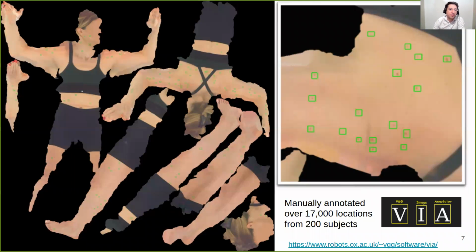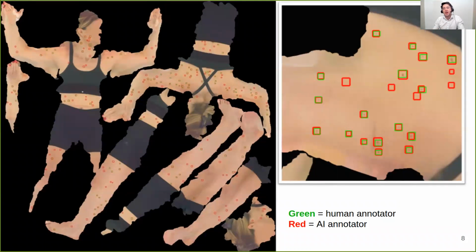So on the left here, we can see the skin of the subject on the two-dimensional image that was mentioned earlier. And what we did is we manually annotated over 17,000 different locations from 200 different subjects. So as an example, you can see on the green boxes. And then we can use these human annotations to then train our deep learning or machine learning approaches to detect these lesions. And you can see here we have the green is the human annotator and the red is the AI annotator or the computer annotations.